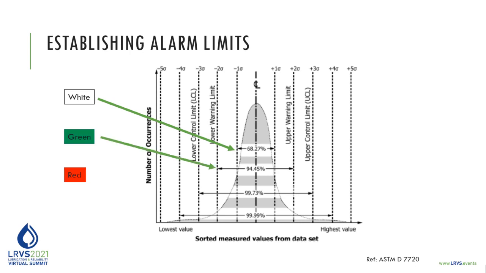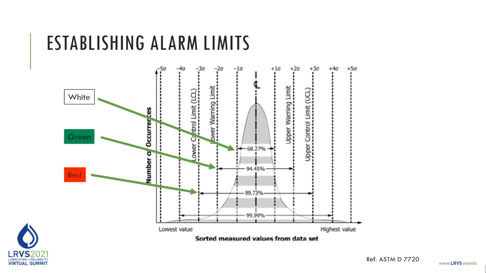Now you have 2 sigma. This is going to be determined to be the warning limit. Now 94.45% of the samples may fall within the 2 standard deviations of the population mean. And here the sample data is greater than 1 standard deviation away from the center line, with less than or equal to maybe 2 standard deviations away. And that's going to be termed a green alarm limit.